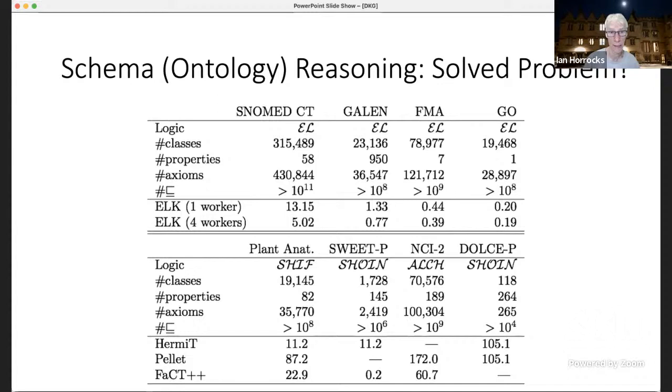If they're inside this EL profile, which is the top half of this picture, then the Elk reasoner, for example, can deal with everything, even up to this large SNOMED ontology I mentioned, in seconds. And these results come from a long time ago with old computation hardware. So the modern results are even much faster than this.